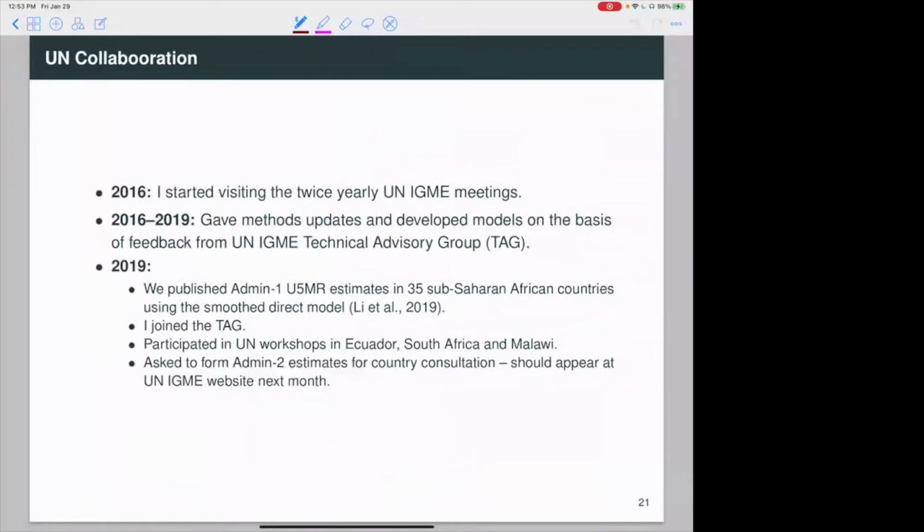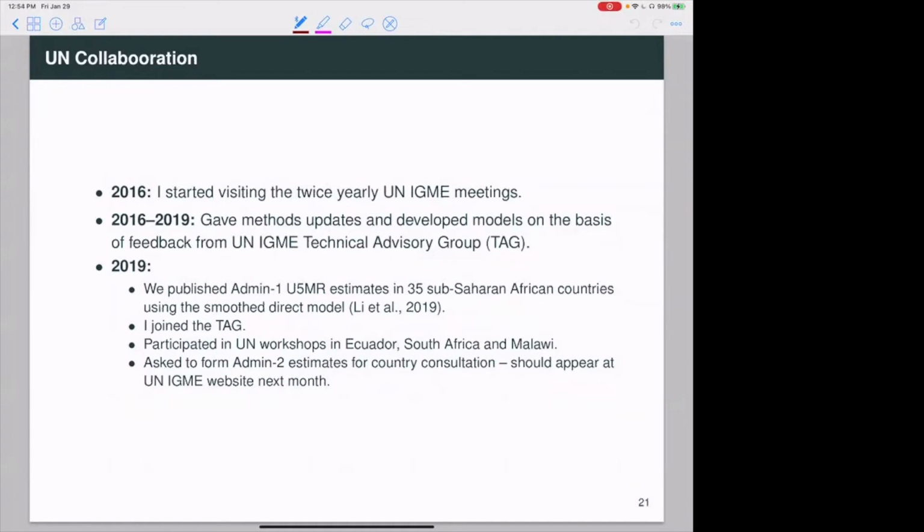Okay, so this is a little bit of history of how I got into this. In 2016, I had been doing this small area work for about 5 years, just locally. Then I got invited to the UN IGME meeting. And then over the next 3 years, as I said, they're quite conservative. They're a mixed group of demographers, epidemiologists, health policy people, public health. And so they're very cautious about models, which is fine.